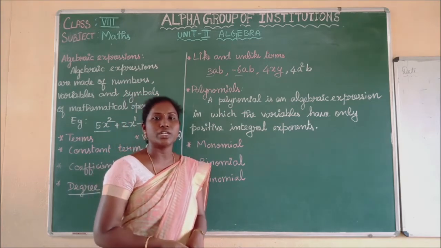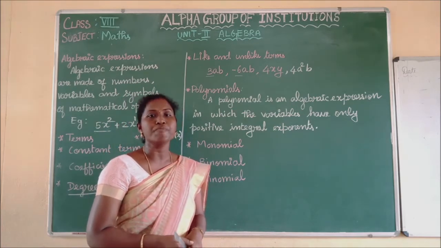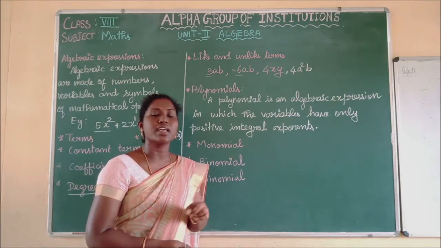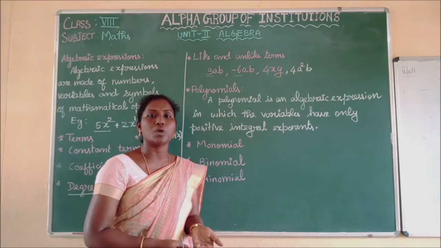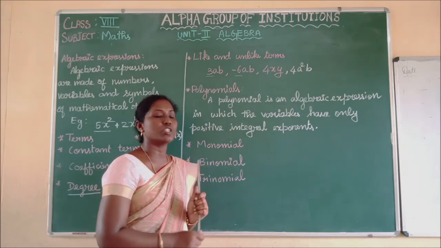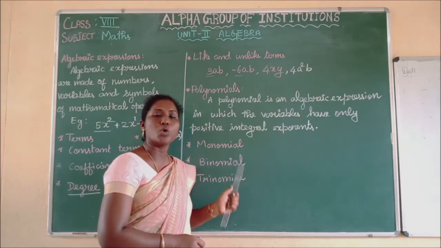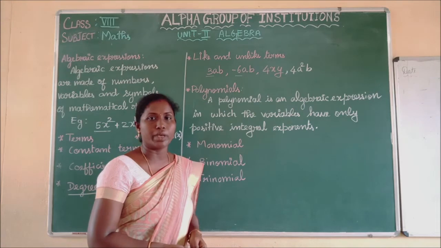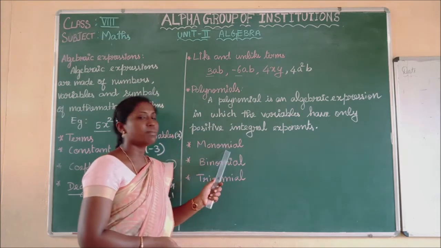In this section, we will recall how to add or subtract algebraic expressions, and we are mainly going to solve the multiplication of algebraic expressions. That is multiplication of monomial with binomial or monomial with trinomial. We are going to learn the multiplication of polynomials. Okay. First, what is meant by monomial?